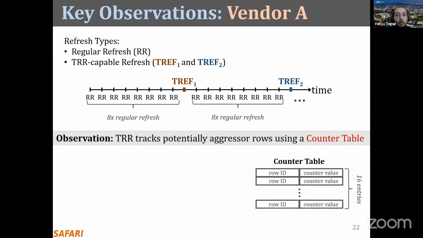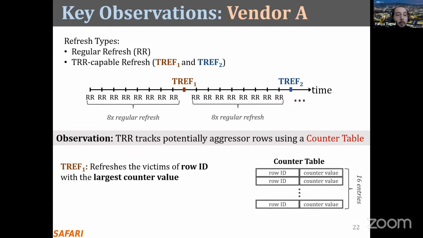We suspect that the TRR implements a counter table to keep track of repeatedly activated rows, potentially aggressor rows. The table has 16 entries, where each entry contains a row address and a counter value to indicate the accumulated activation count of the corresponding row. So when performing TRF1, the TRR mechanism refreshes the neighbor rows, potential victim rows, of the row ID that corresponds to the largest value in the table. So we took the largest counter value from the table.